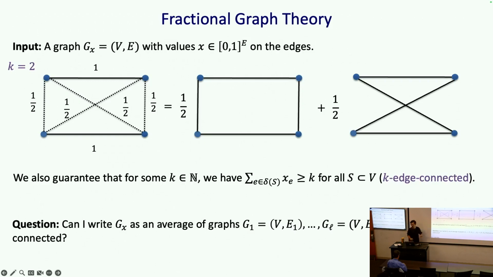All right, well, here's a solution. Maybe what you had in mind. I can write this as an average of these two graphs, right? And both of these graphs are 2-edge connected, and they're not fractional. So for this example, the answer was yes.